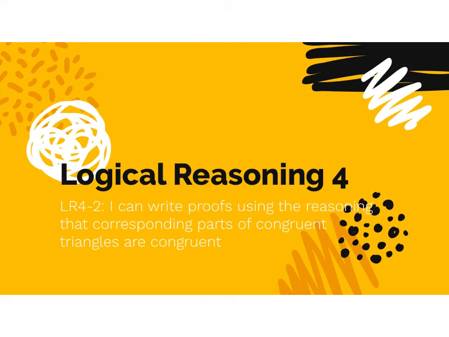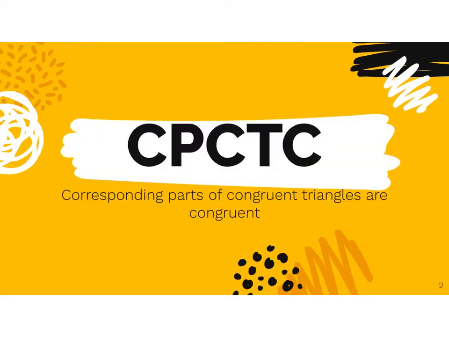In LR4 Lesson 2, we are going to continue what we are learning in LR4-1. By the end of this lesson, you'll be able to write proofs using the reasoning that corresponding parts of congruent triangles are congruent. CPCTC stands for corresponding parts of congruent triangles are congruent, and you can use this as reasoning. You can either write it out as CPCTC, you could write it out in words, or you could say if triangles congruent, then parts are congruent.